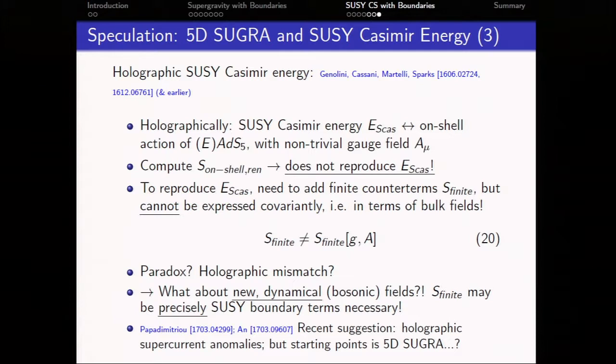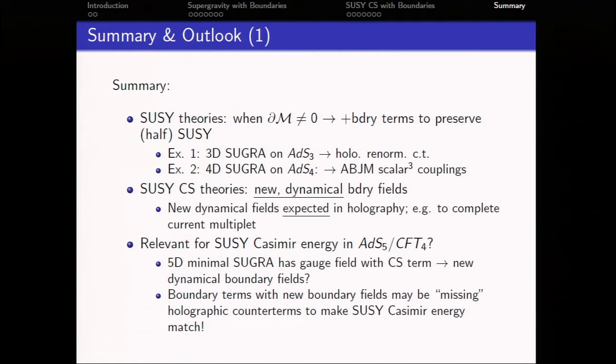So at the very least I can say this is still an open debate, but I just wanted to flash this to say that perhaps these boundary terms might be of interest in solving this problem. Okay, so with that, I'll just summarize quickly.